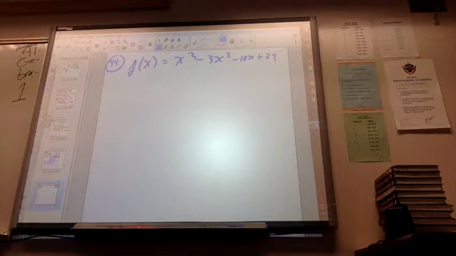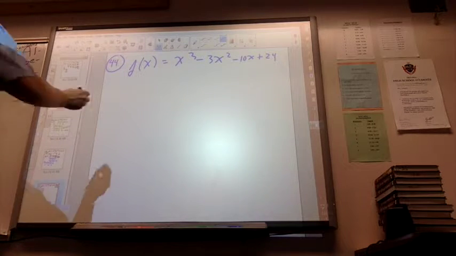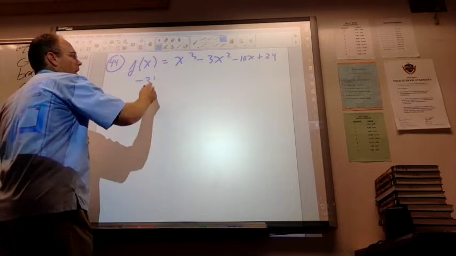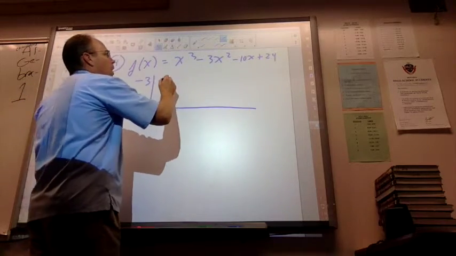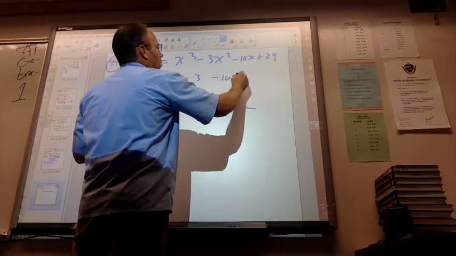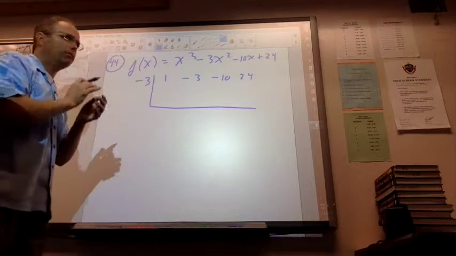Would somebody graph that and tell me where it looks like it might cross the x-axis? If it doesn't cross at a nice place, then negative 3 looks like where it crossed the x-axis. So I have 1, negative 3, negative 10, and 24. There are no gaps in there. I don't know if I put 0.